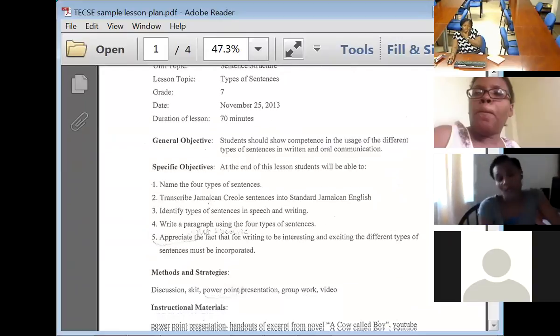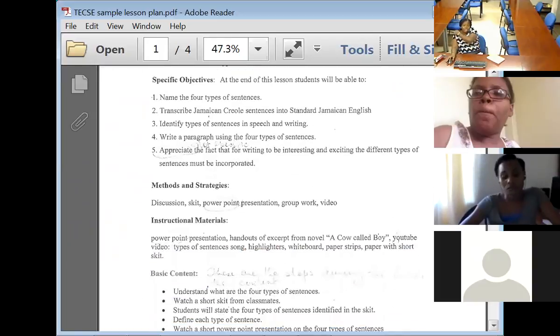All right, so students, the general objective for this lesson is that students should show competence in the usage of the different types of sentences in written and oral communication. At the end of the lesson, students will be able to, and we can measure these: Name the 4 types of sentences. We can measure that. Transcribe Jamaican Creole sentences into standard Jamaican English. That would take into account language awareness. Identify types of sentences in speech and writing. Write a paragraph using the 4 types of sentences. Appreciate the fact that for writing to be interesting and exciting, the different types of sentences must be incorporated. Number 5 is not a good objective.